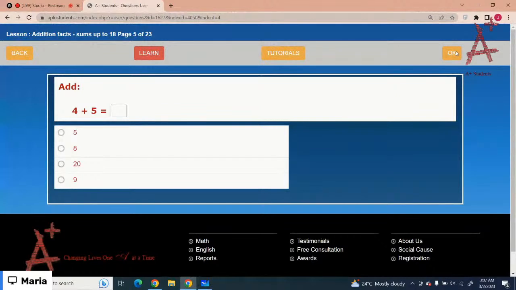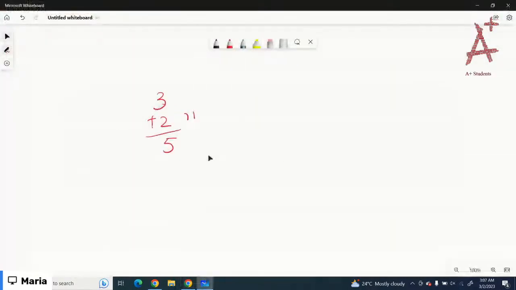Okay, the next one is 5 plus 4. So start with 5 and count up 4. So let's start with 5 plus 4.